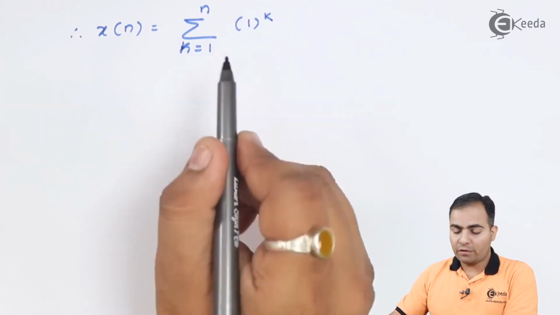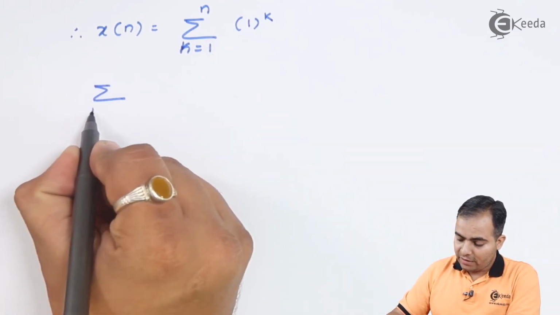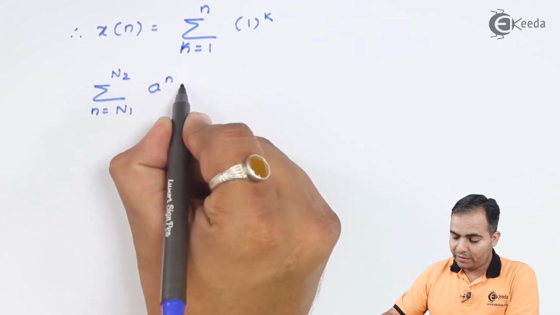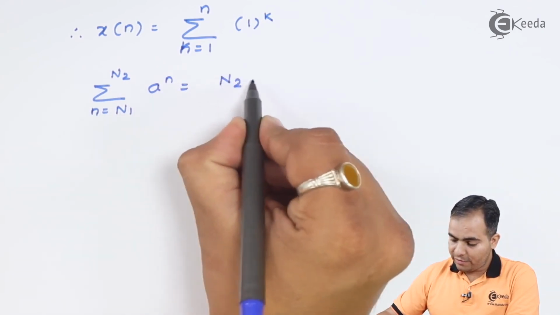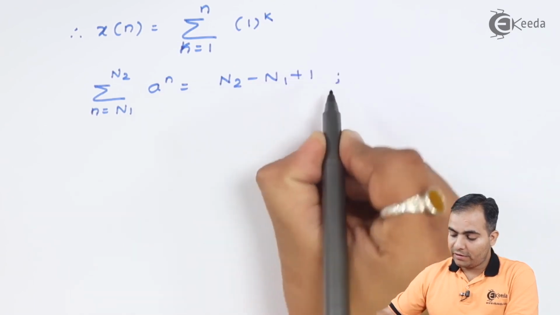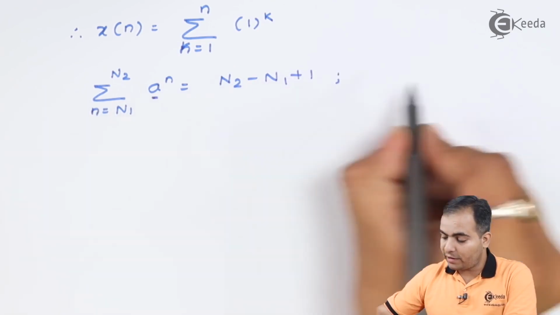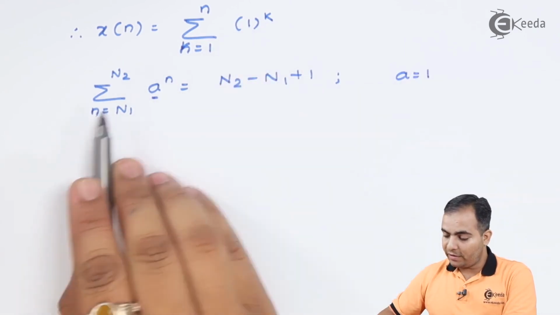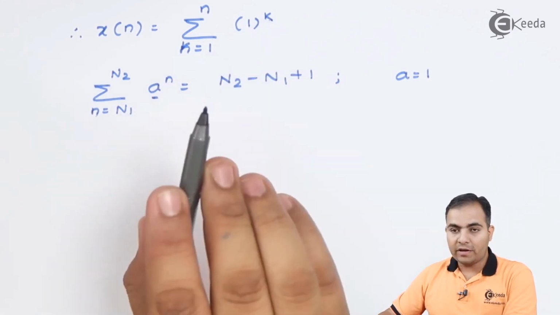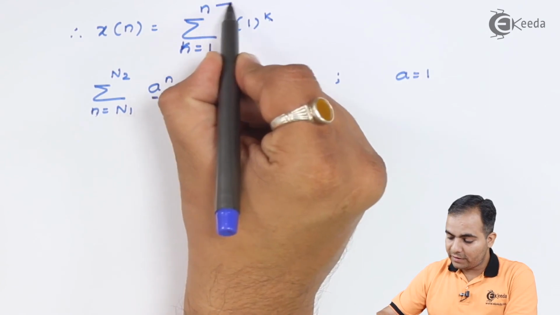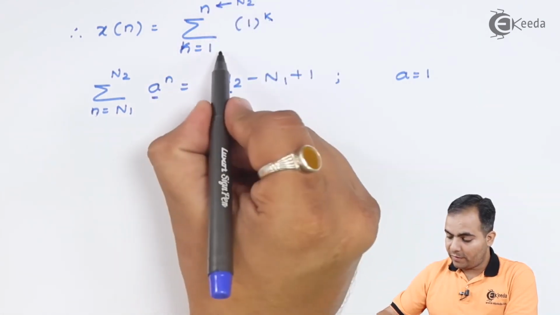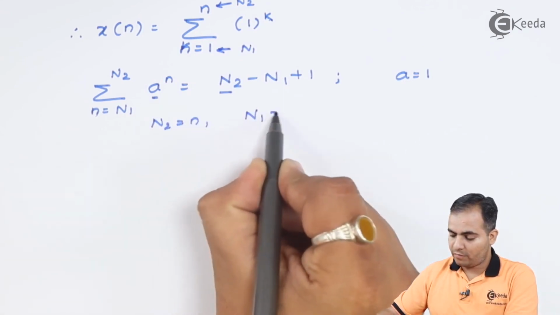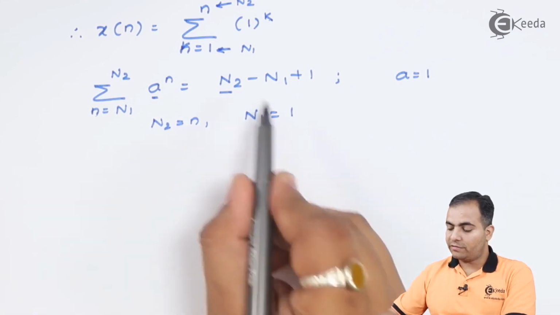Now we can use one formula: the summation, with n varying from n1 to n2, of a raised to n, gives n2 minus n1 plus 1, and this formula is valid only if a is 1. Now look here, my a value is 1 and here my n variable is k. So I can apply this formula. I can say that my n2 value is n and my n1 value is k. I'll substitute both these values in my formula.